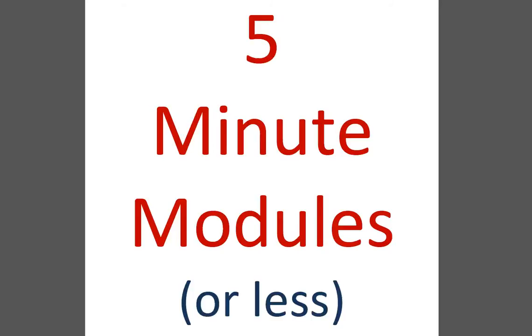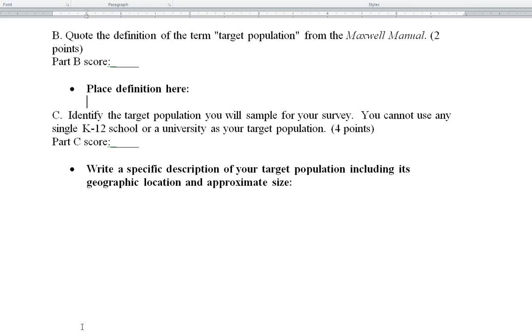Okay, once again this is 5-minute modules where I show you how you can do these exercises in 5 minutes or less. Today we're going to look at 4.1 B and C, which are basically doing the definition of the target population and also defining your target population for this section of the exercises. So as we do each time, let's take a look at the instructions.